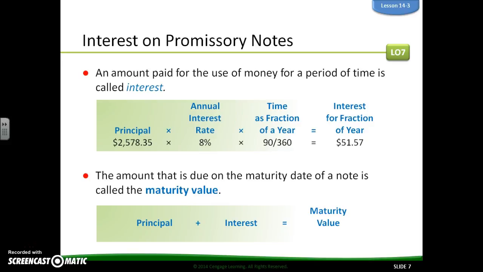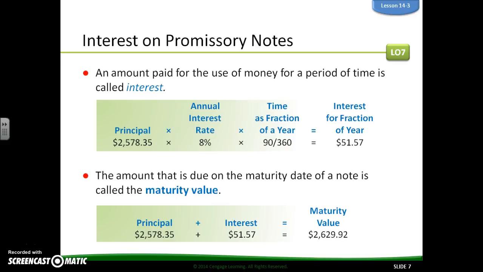And you can see on this particular note, when we multiply the principal times the annual interest rate, we want to make sure that we're doing some kind of calculation to account for the fact that we're going to be charging the 8% over just 90 days instead of the whole year. So that's why we include this calculation about a fraction of the time of the year.